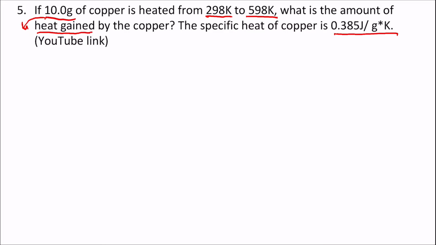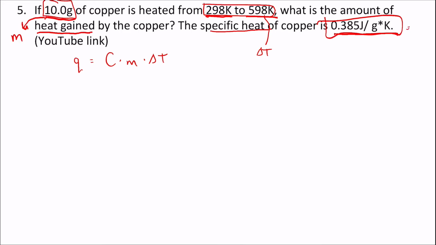Let's identify all the different things and write down what the equation is. First of all, the equation is Q equals C m delta T. Now let's identify in the problem what we have. We have grams here, so that's going to be mass. We have two temperatures, so when we figure them out, we're going to be able to figure out delta T. The specific heat of copper is this, so specific heat equals C. And we're looking for heat gained, which is going to be Q.